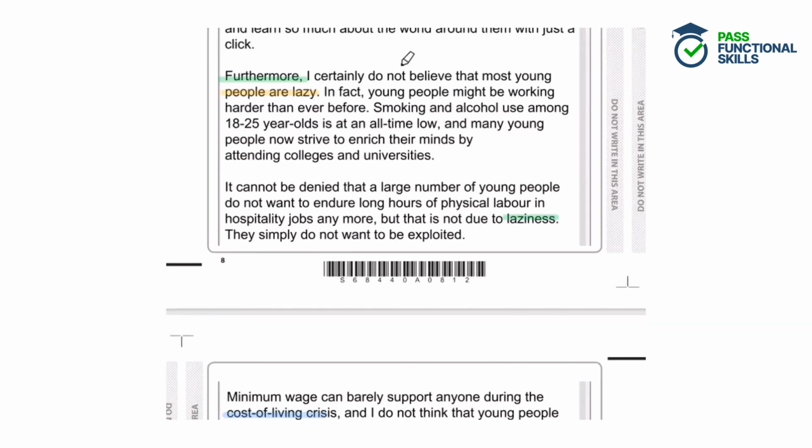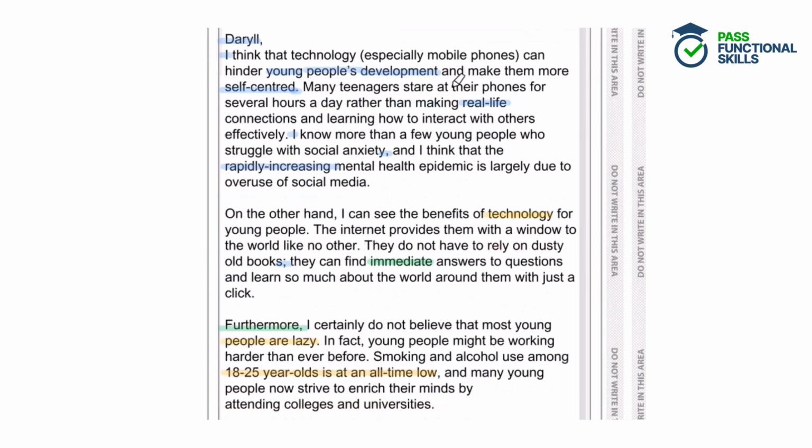So for example, this person has made up a fact saying smoking and alcohol use among 18 to 25-year-olds is at an all-time low. So you can make up as many facts and statistics as you like throughout your answer, and you can add in quotes from people. You can get really creative with it just to add as many details as possible that are going to support your answer and make it more detailed and interesting. So overall, it's got relevant detail and it's an appropriate length.